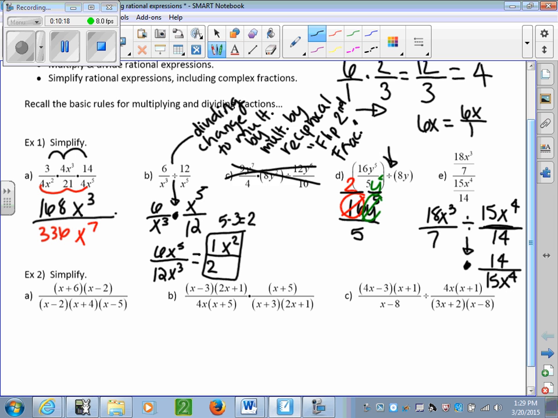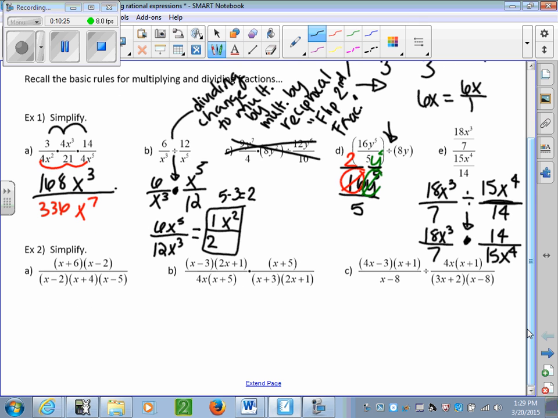And then over here, I still have my 18x cubed divided by 7. All right, so if I were to multiply these straight across, it would give me some really large numbers. I'd have to use my calculator to reduce the fraction. Alternatively, I can look and notice that I can see some easy mental math that I can do to reduce this before I multiply across.